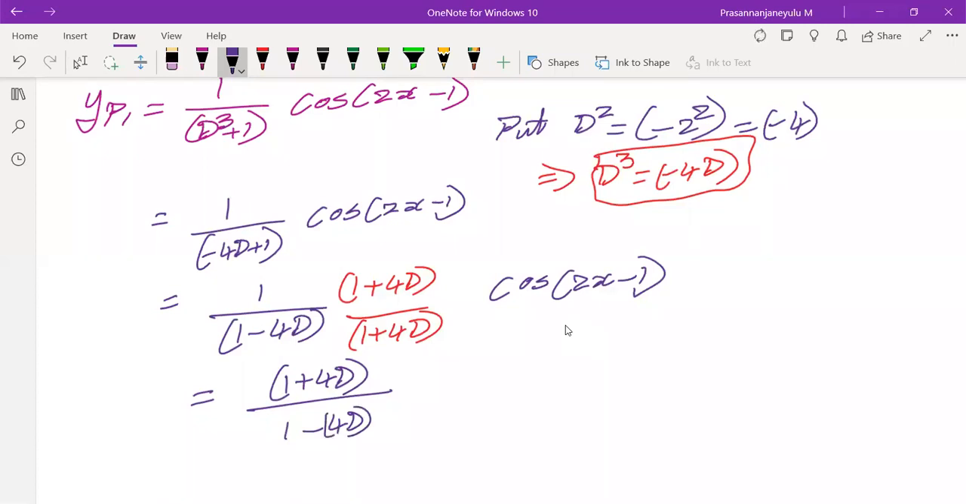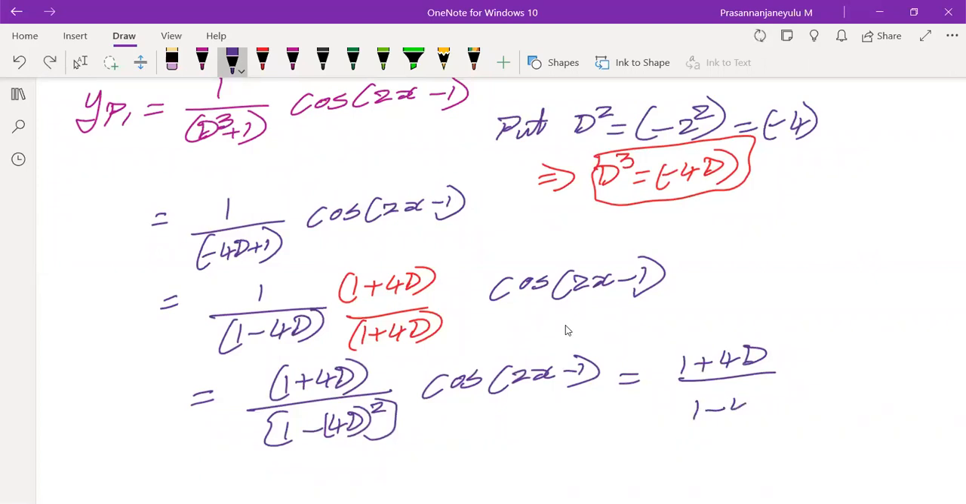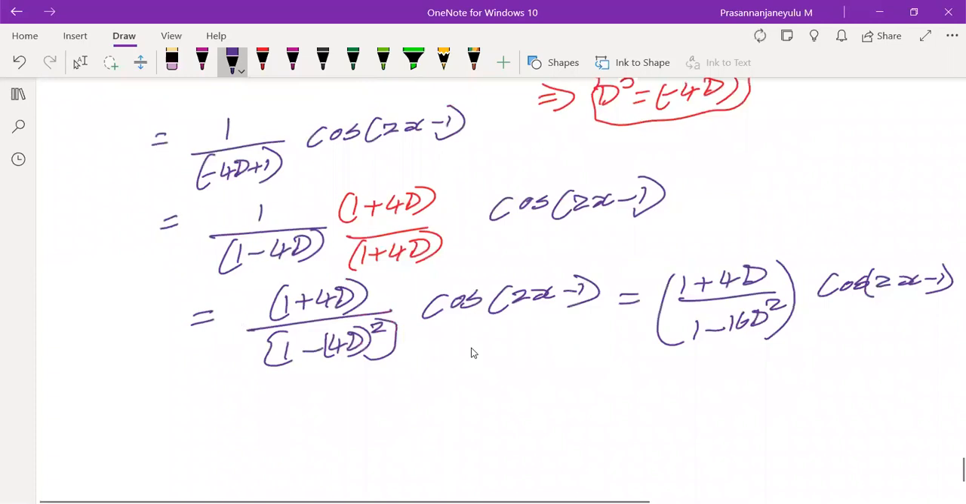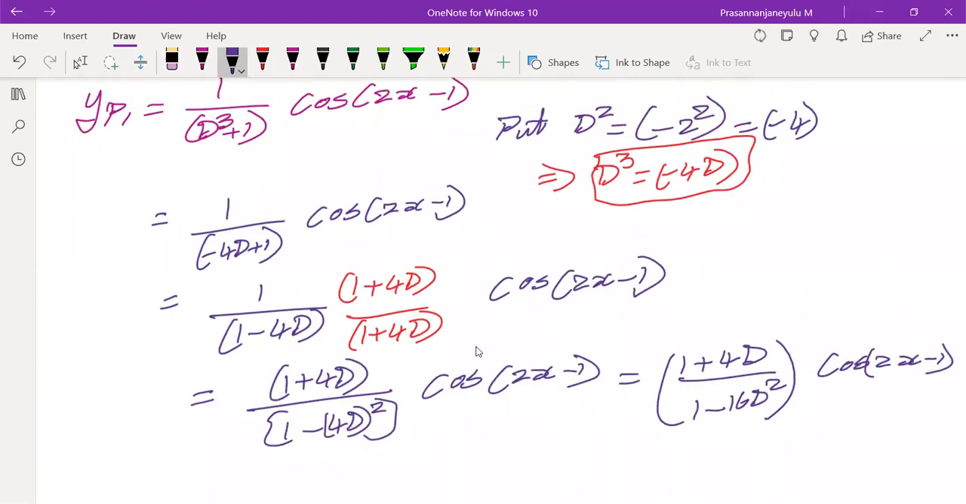Let me take one more step. It's not a problem for us if we write one more step. Cos of 2x minus 1 equals, what's the numerator? Same, 1 plus 4D by, what's the denominator? 1 minus 16 D square of cos of 2x minus 1. Now what do we have to substitute? We have to substitute D square equals minus 4, what we discussed in this case. That we have to substitute here.